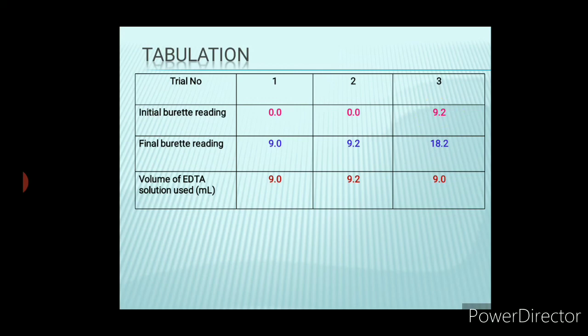This is once again optional. You can either start from where you stopped, or you can refill and make it 0 and start. If I started the initial burette reading from 9.2 and got a burette reading of 18.2, then my volume of EDTA solution will be the difference of these two, which is 9. So here two readings are 9 and one is 9.2, so my agreeing value will be 9.0 ml. In this manner we need to express our burette reading. So here I got V EDTA, and already I got M EDTA.